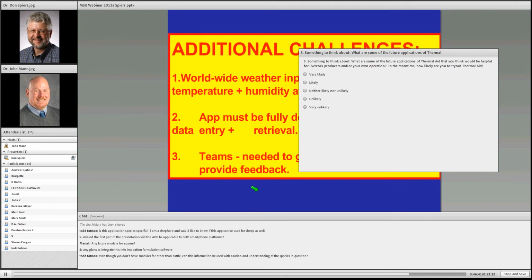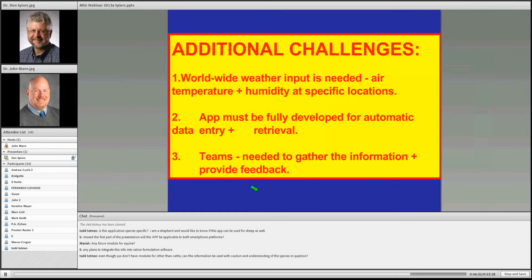Sure, definitely. Todd, if you remember back in the presentation, I showed that big screen showing the temperature on one side and humidity on the top for the temperature humidity index. That is breaking it into the four categories, and those are specific for cattle, specifically dairy cows. But you can use that with sheep.